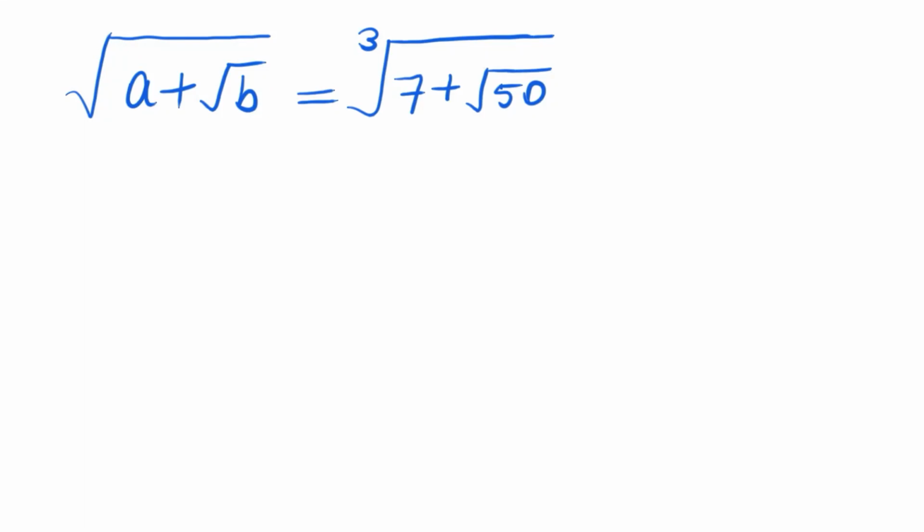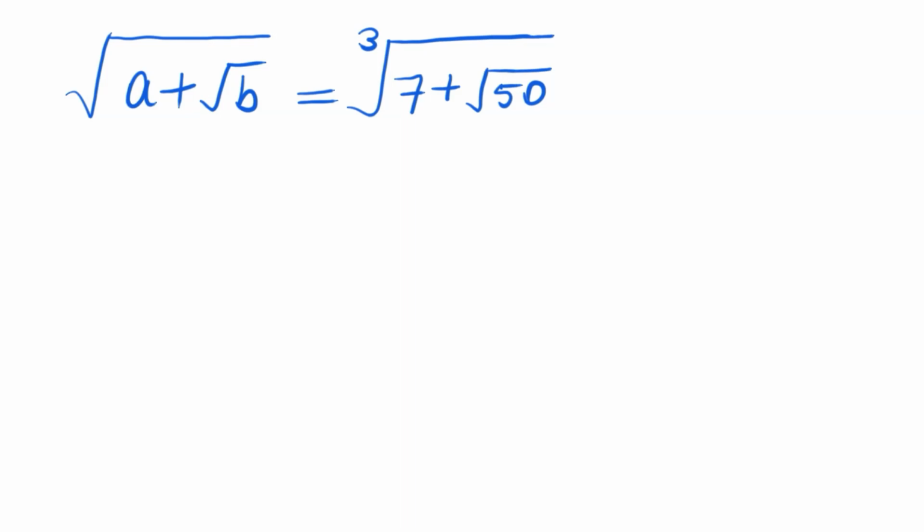We have an interesting radical equation today. We have square root of a plus root b is equal to the cube root of 7 plus root 50. Now my friends, one side is a square root and the other side is a cube root. We can raise both sides to a power, namely the sixth power, to get rid of these roots.